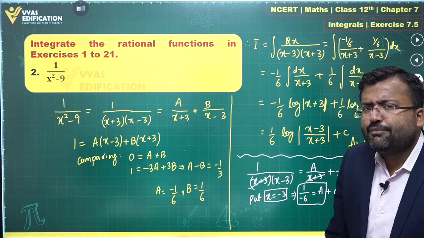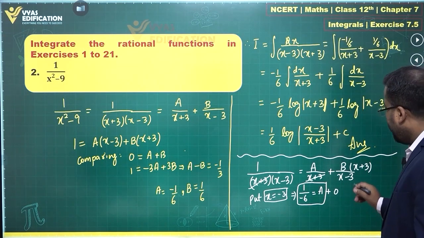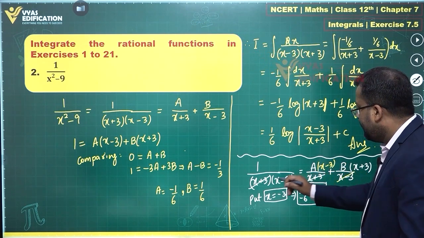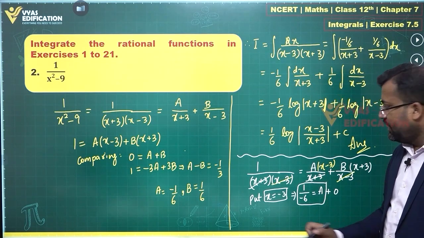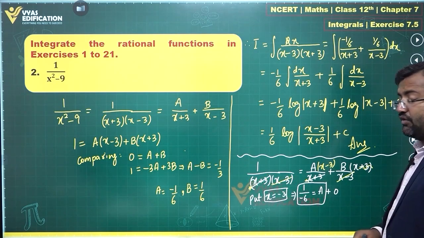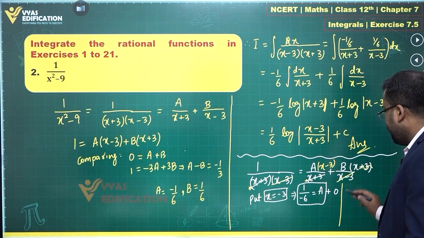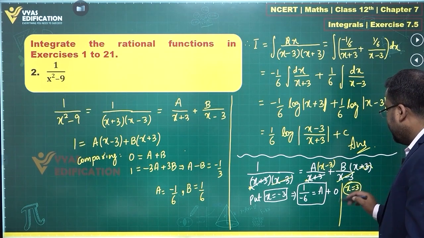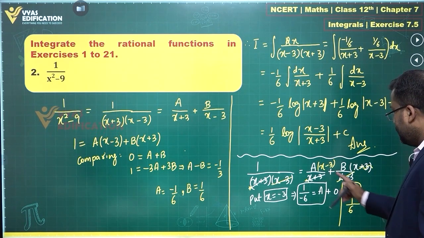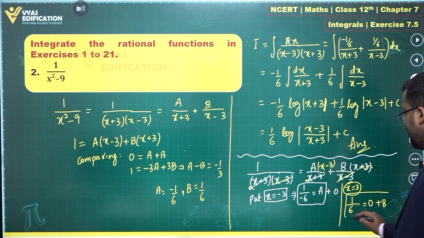If you want to find the value of b, what will you do now? For finding the value of b, I'll multiply throughout by this x minus 3. This x minus 3 will come over here and this x minus 3 will get cancelled. This exists and this does not exist. Now for finding the value of b, I'll put x equal to 3. So if x equal to 3, then on the left hand side I get 1 upon 3 plus 3, which is 1 upon 6, equal to a, the term with a becomes 0, plus b, that gives me the value of b as 1 by 6.